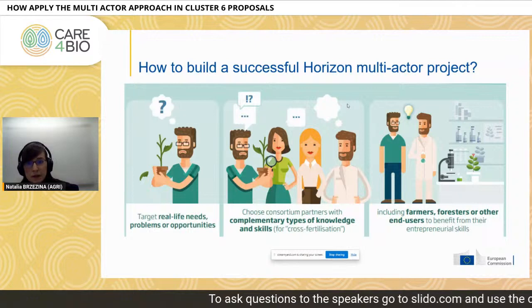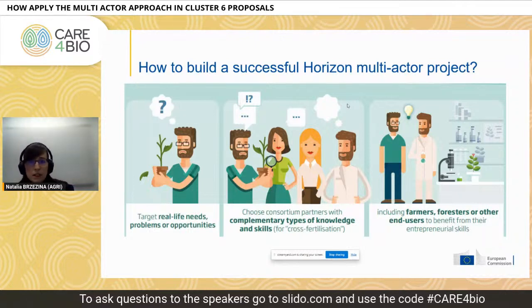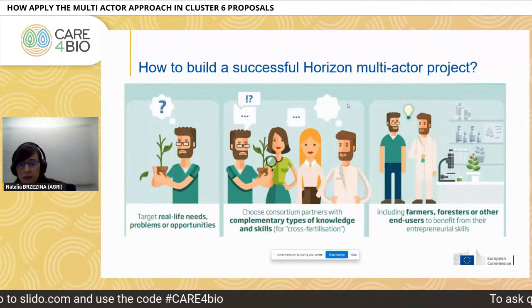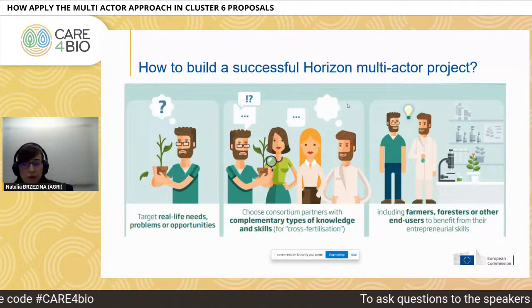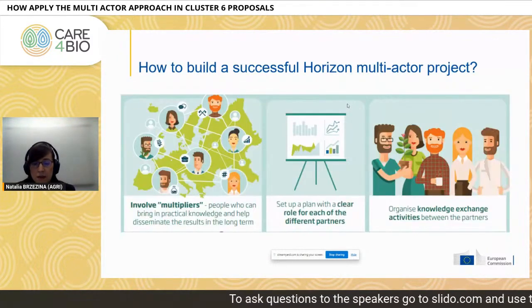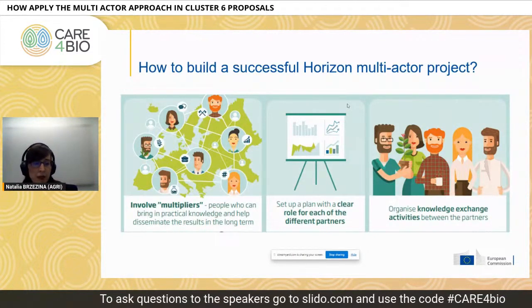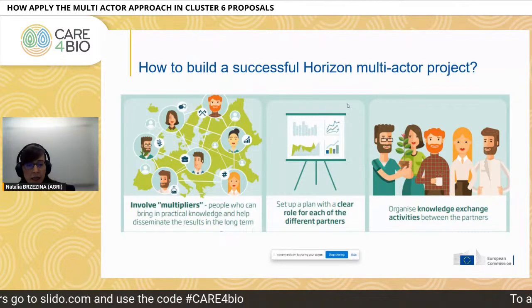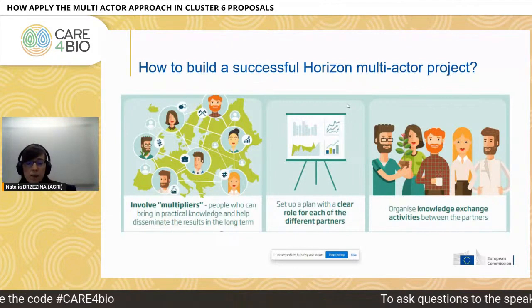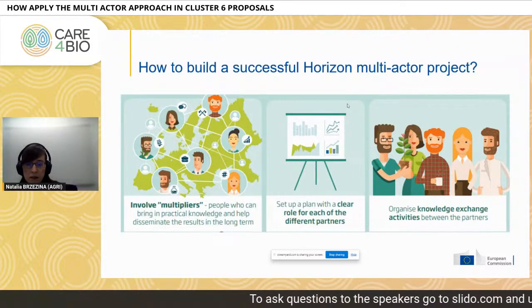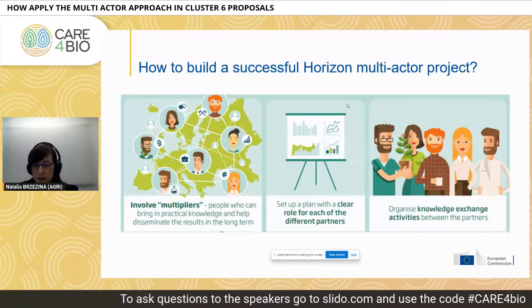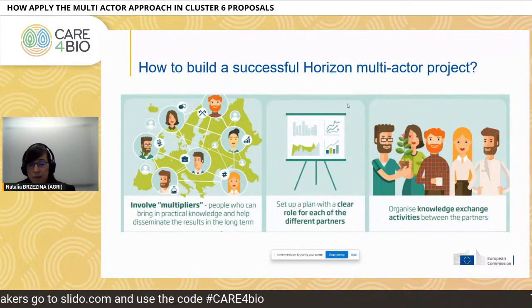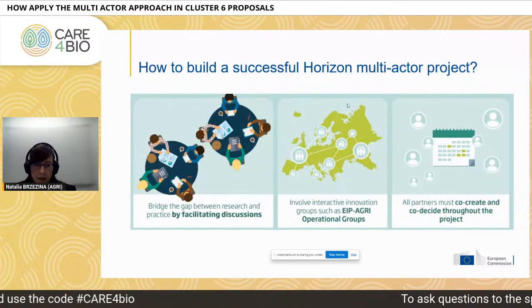Then choose the consortium partners with complementary knowledge and skills to actually help them address the problems or seize the opportunities, including also farmers, foresters, and other end users to benefit from their entrepreneurial skills, but also the local tacit knowledge and the practical knowledge that they have. Involve also multipliers, so people who can bring in practical knowledge and help disseminate the results in the long term. And set up a plan with a clear role for every single partner that is involved, and organize knowledge exchange activities regularly in a structured way between the different partners.